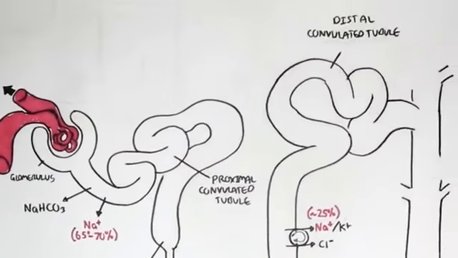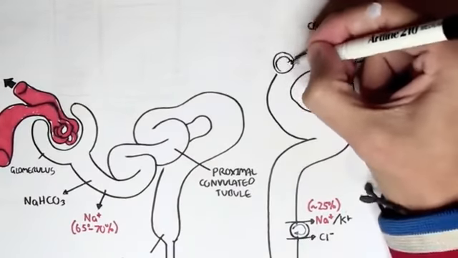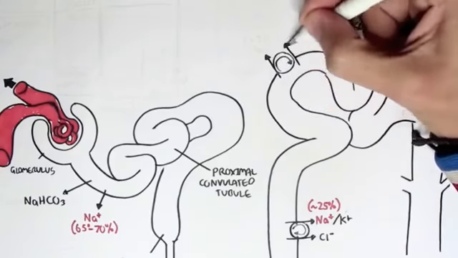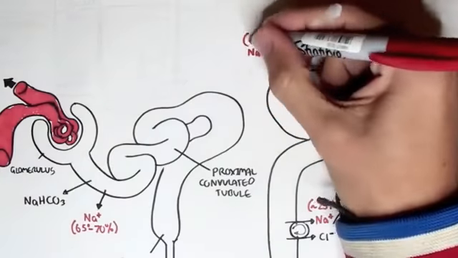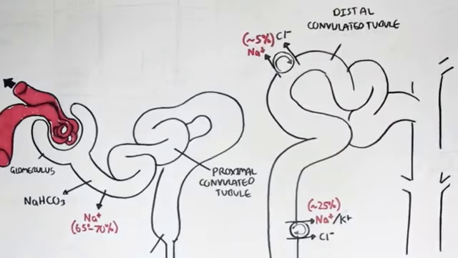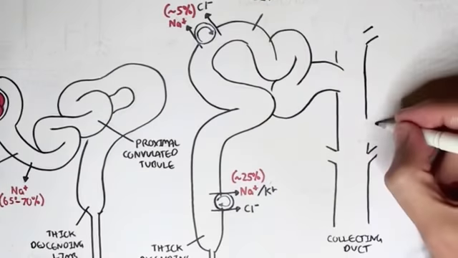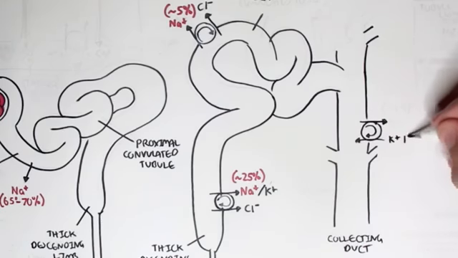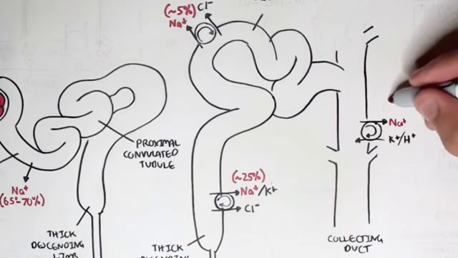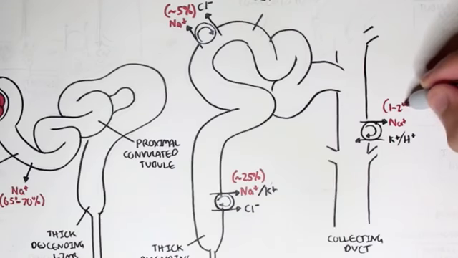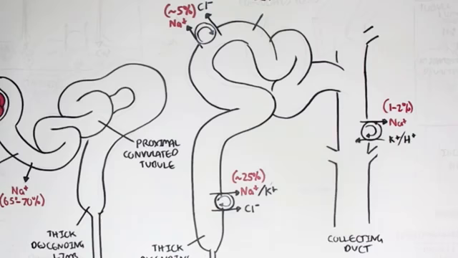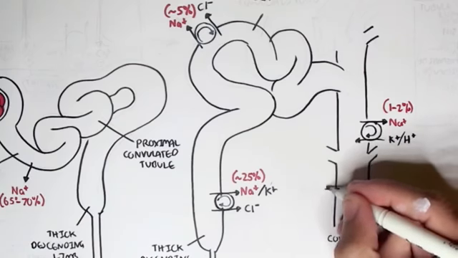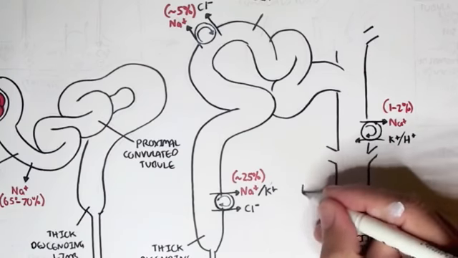And then in the distal convoluted tubules, we have another symporter, a transporter, which reabsorbs sodium and chloride ions. About 5% of sodium is reabsorbed. And finally, in the collecting ducts, we have a final transporter, which reabsorbs sodium but secretes potassium, and this only reabsorbs about 1% of sodium, so not that much. Water can also be reabsorbed within the collecting duct.